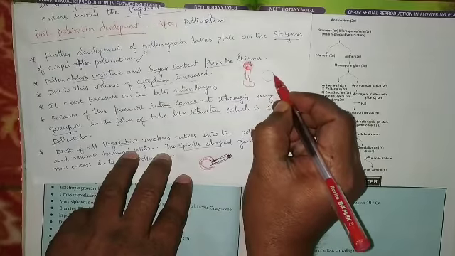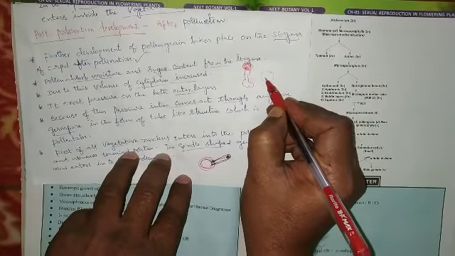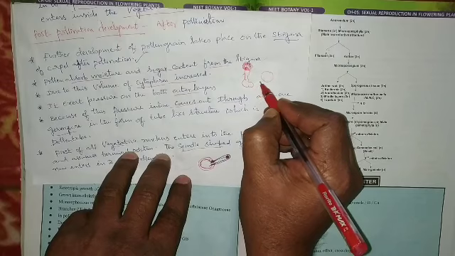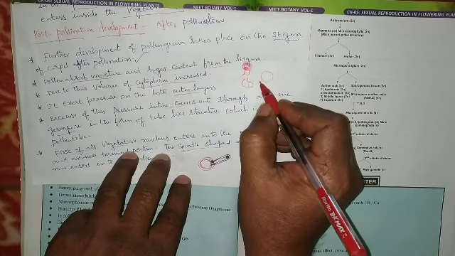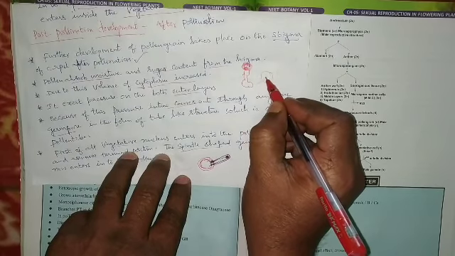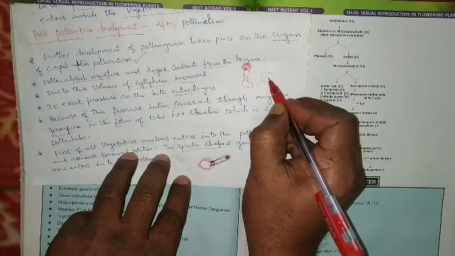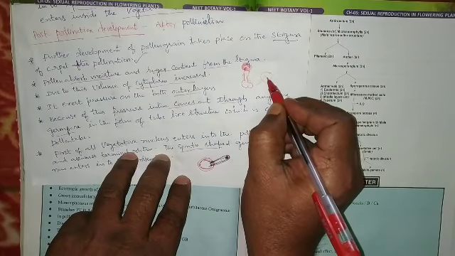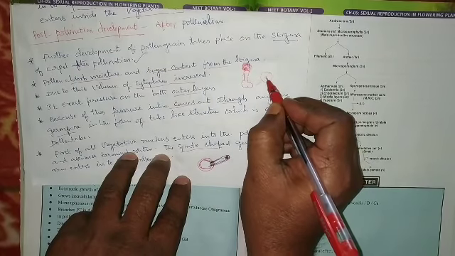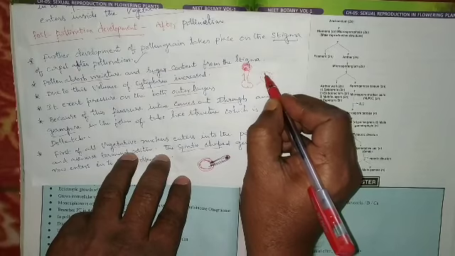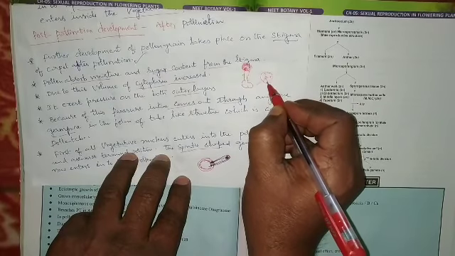This is a pollen grain on the stigma. When it absorbs the water and sugar from the stigma, the volume is increased. Because of that, the pressure is exerted towards the wall.